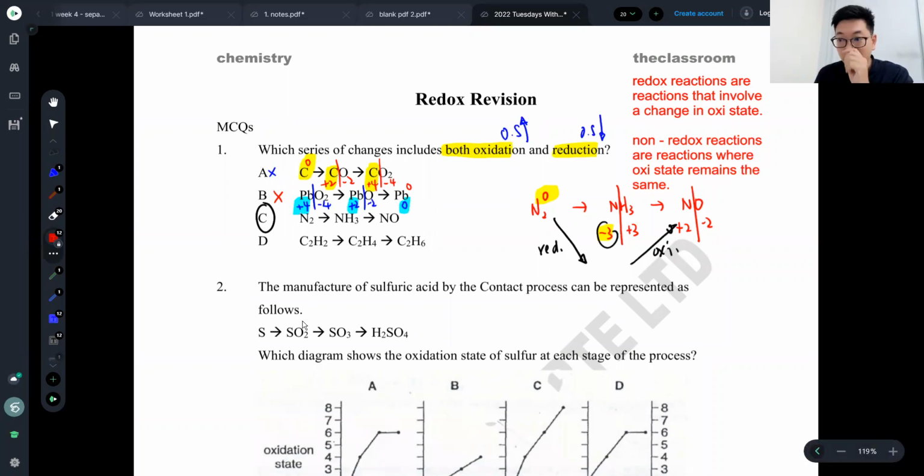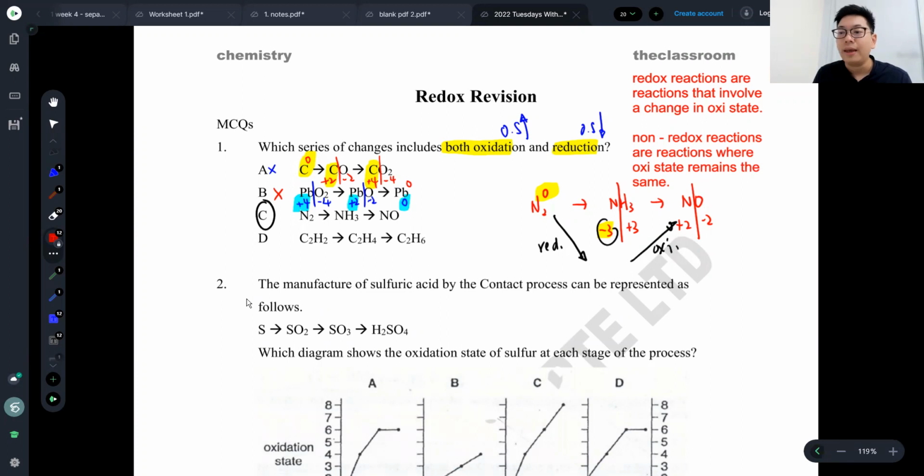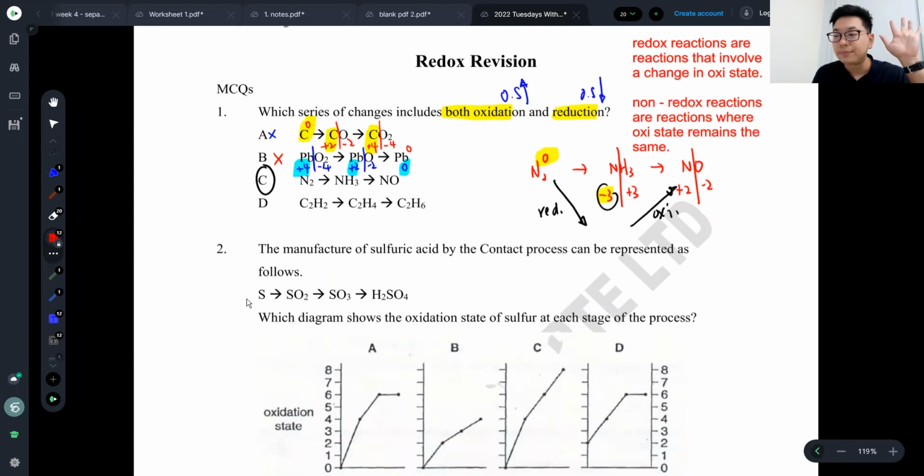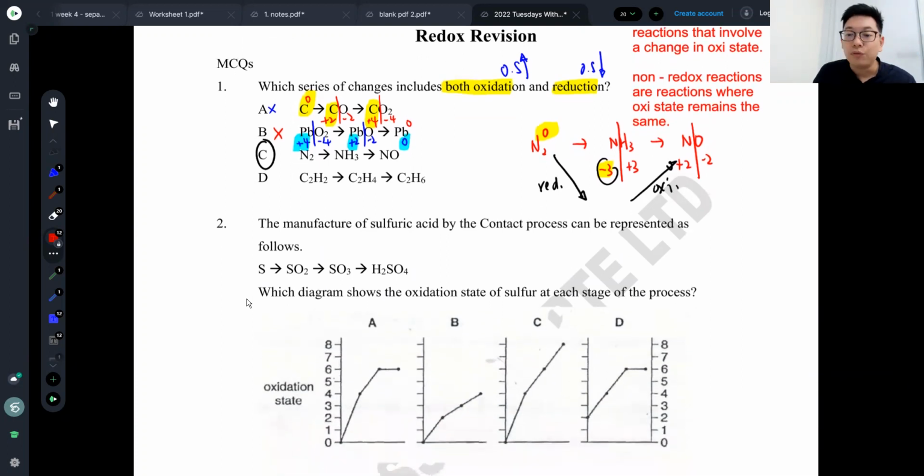Here it's not redox. Here it's oxidized and reduced. So I want something where the oxidation state goes up and goes down, and that answer is C. Does anyone have any questions? If not, moving on.